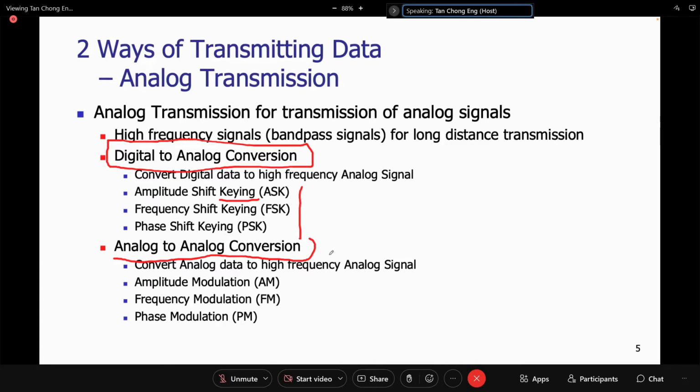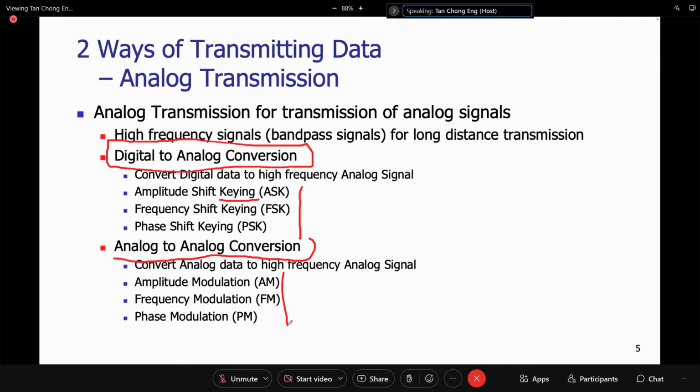So if I want to broadcast my voice, I'm a DJ, I'm a singer, I sing over the air, then they broadcast my voice over the FM radio transmission. This is an example of analog to analog conversion. Your data is analog, so you just use techniques called amplitude modulation, frequency modulation, or phase modulation. You don't see any keying at the back. Every time you see keying, that refers to digital to analog. Analog to analog is always AM, FM, PM.